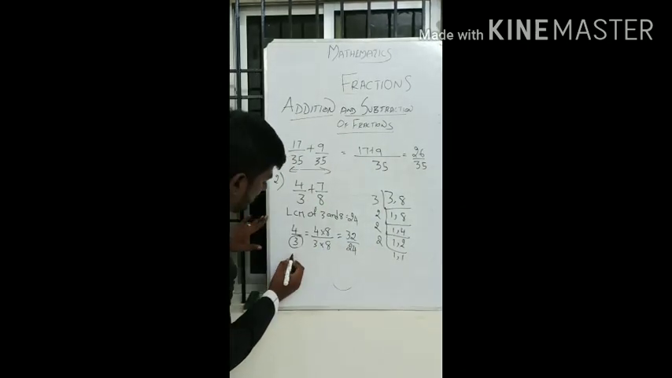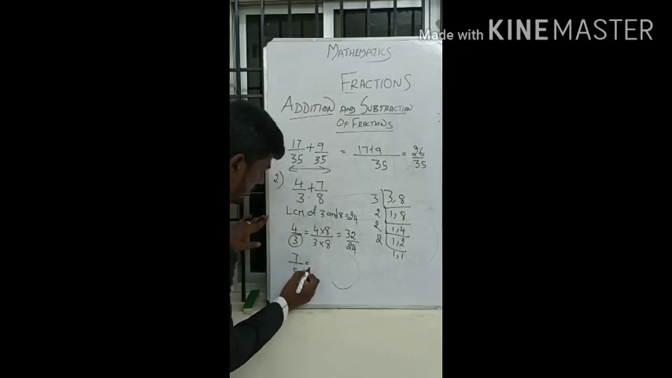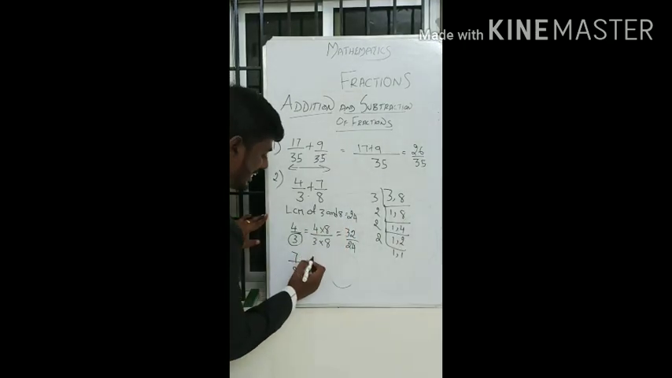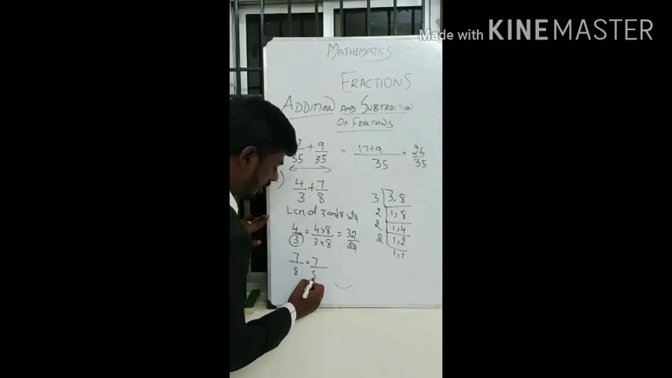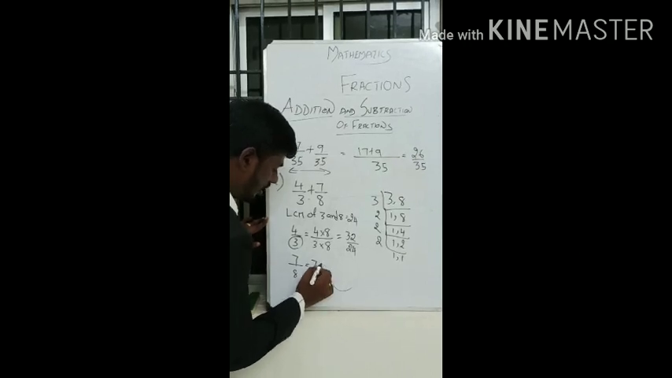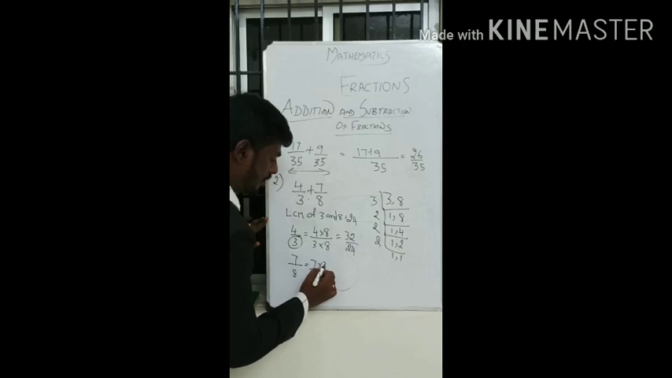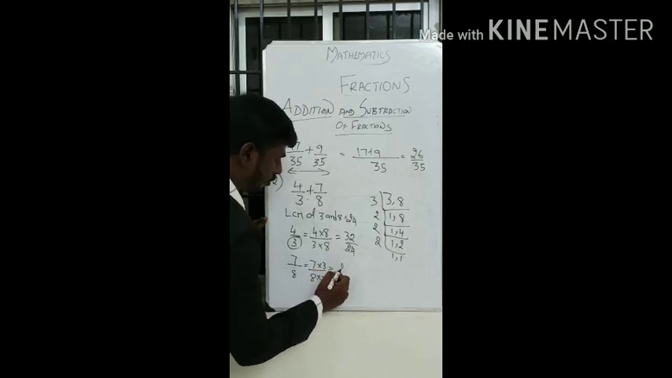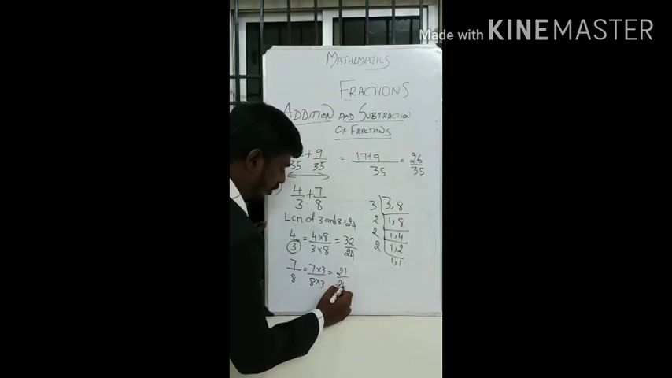The next fraction, 7 by 8. In 8 table 24 it was 3 times. 8 into 3, and the same number we can multiply with the numerator. 7 into 3. 7 3s are 21 and 8 3s are 24.